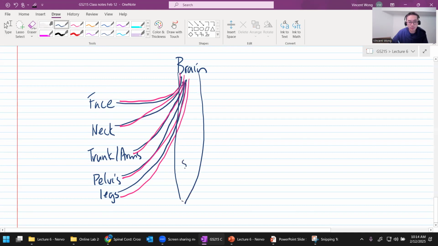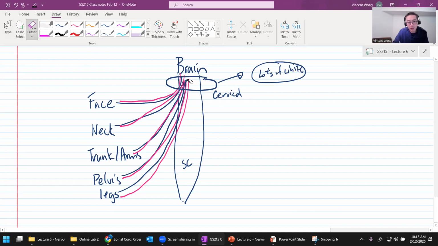Spinal cord. So if you take a slice of spinal cord here from the cervical region, right, cervical region, and you look at the spinal cord, then you can see it will have lots of white matter. Because look at all the sensory and motor neurons. These are all white matter, right? It's coming from all over the body.